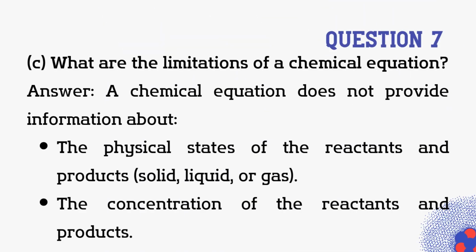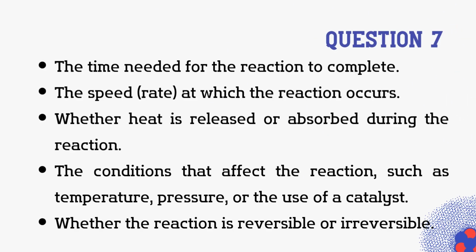Next question. C. What are the limitations of a chemical equation? Answer: a chemical equation does not provide information about A. the physical states of the reactants and products, solid, liquid, or gas, B. the concentration of the reactants and products, C. the time needed for the reaction to complete, D. the speed, rate, at which the reaction occurs, E. whether heat is released or absorbed during the reaction, F. the conditions that affect the reaction, such as temperature, pressure, or the use of a catalyst, G. whether the reaction is reversible or irreversible.